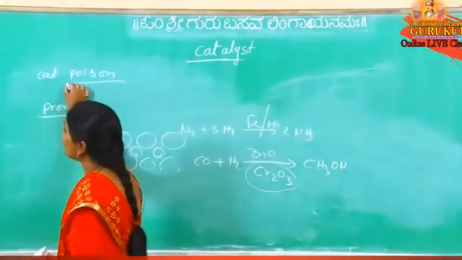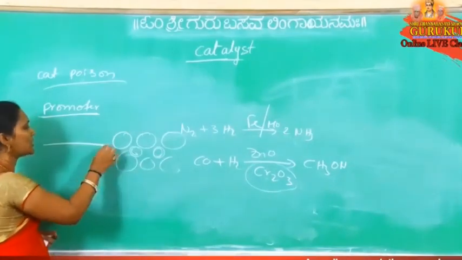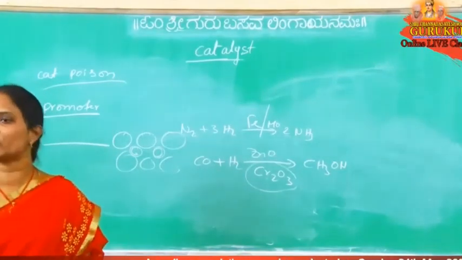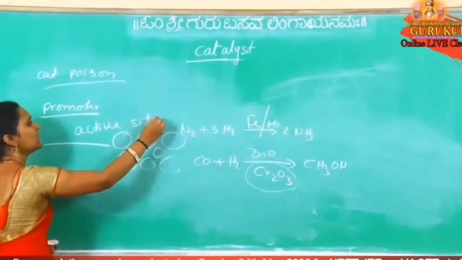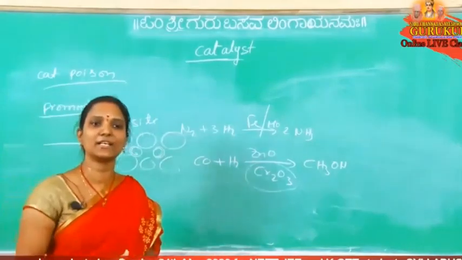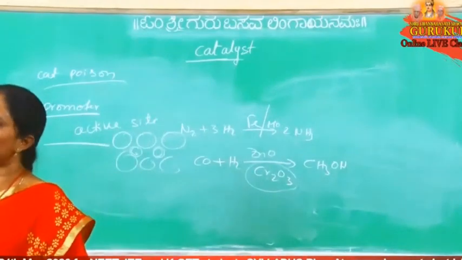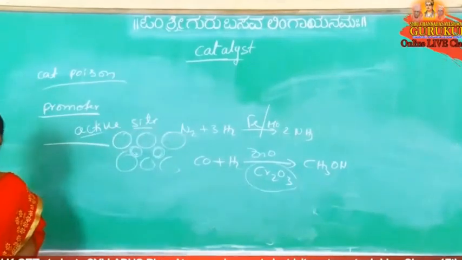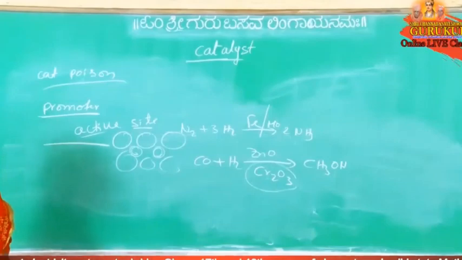How does a catalytic poison decrease the activity? The catalytic poison occupies the active sites on the surface. On the surface, a fixed number of active sites are present according to the Langmuir adsorption isotherm. If these active sites are occupied by the catalytic poison, then the number of active sites decreases, so the rate of reaction decreases. So the catalytic poison decreases the activity of the catalyst because it occupies active sites. The promoter increases the activity of the catalyst because it occupies the interstitial voids and increases the surface area. Okay, that is the catalytic poison and promoter.